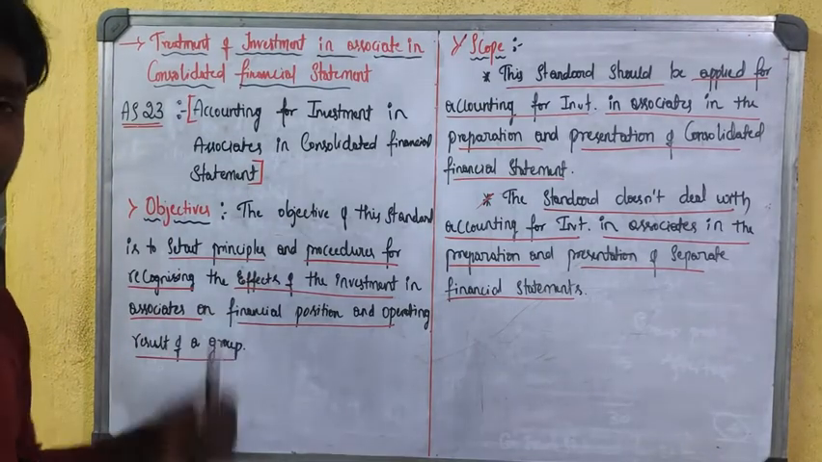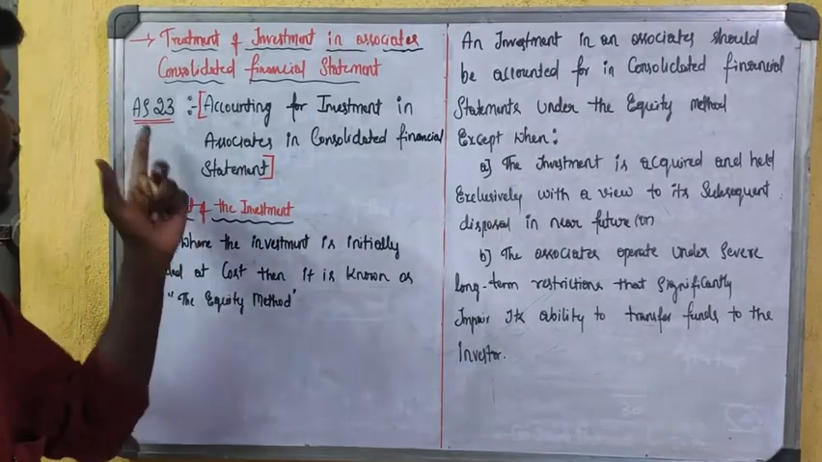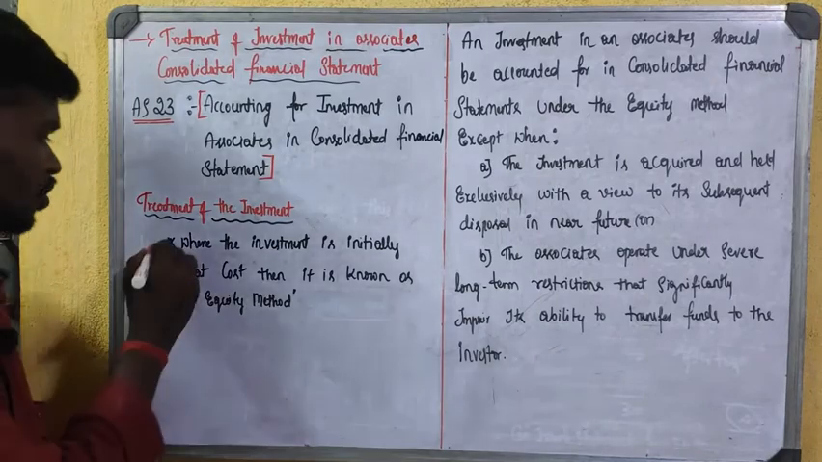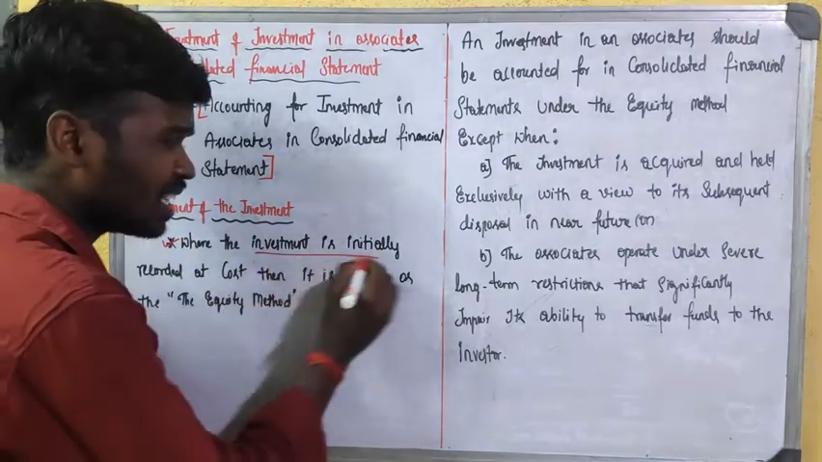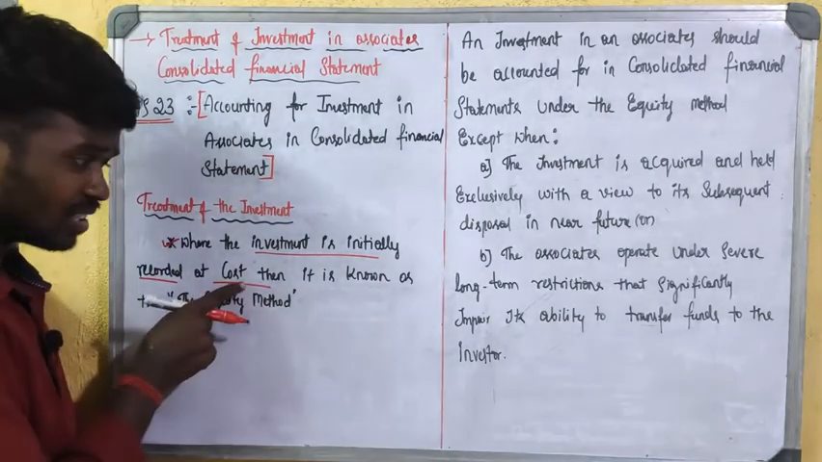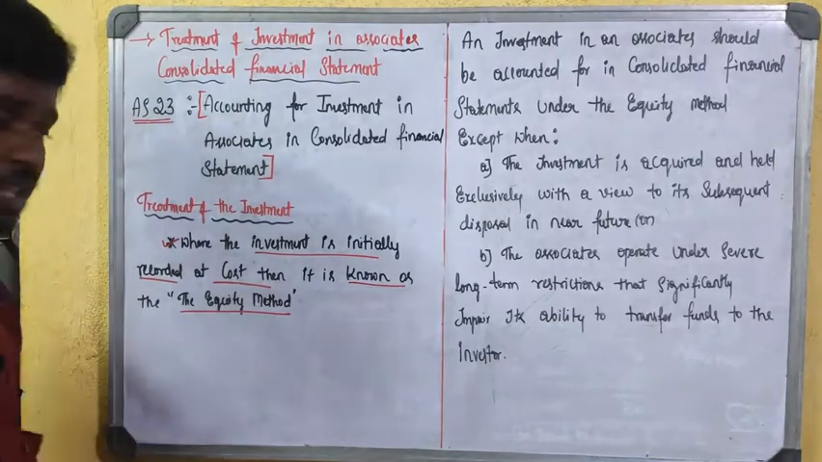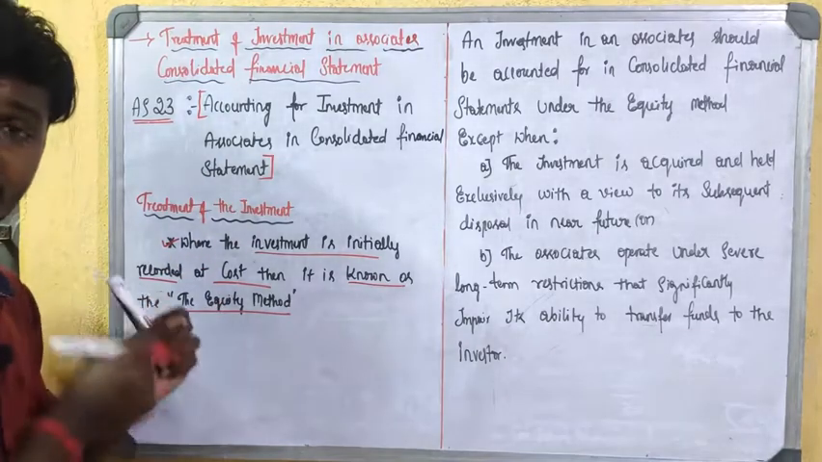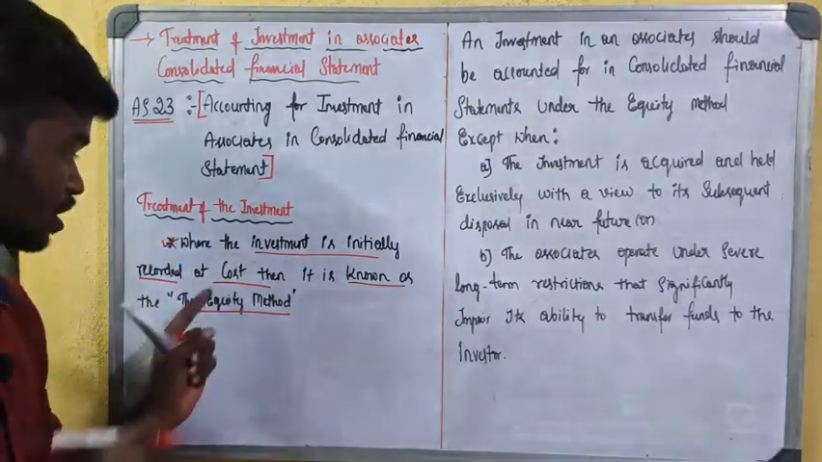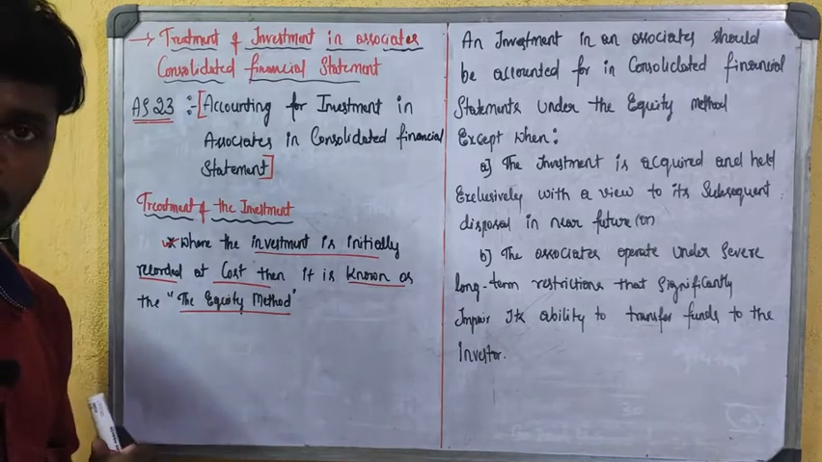And take down the next, treatment of the investment, that is according to accounting standard 23. See, where the investment is initially recorded at cost, then this method will ultimately be called the equity method. So where the investment in associate is recorded at cost, that is recorded on a cost value basis, then we call it the equity method.